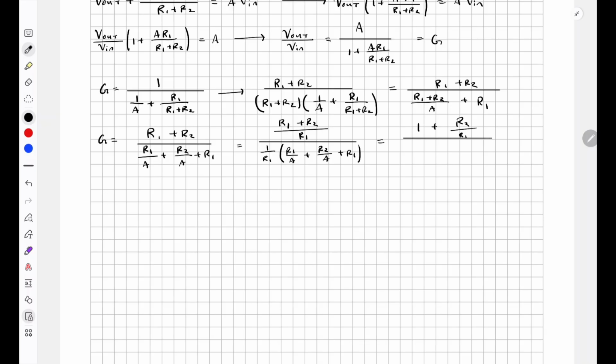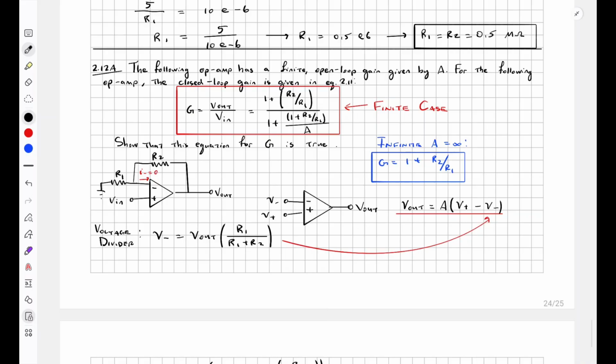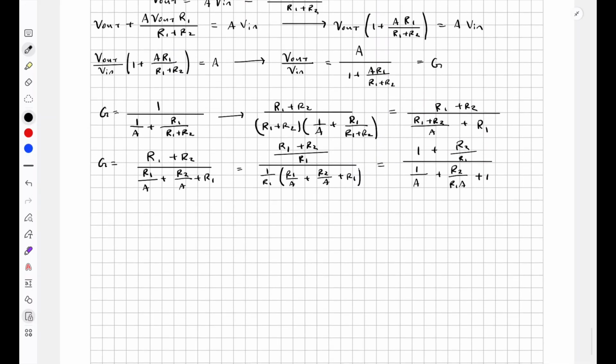For the denominator, let's distribute out the R1 term. So for the first term here, it's just 1 divided by A, because the R1 cancels. The second term is R2 divided by R1A. And for the third term, the R1 also cancels, so plus 1. So now the numerator is in the form we want, but the denominator needs a little bit of change.